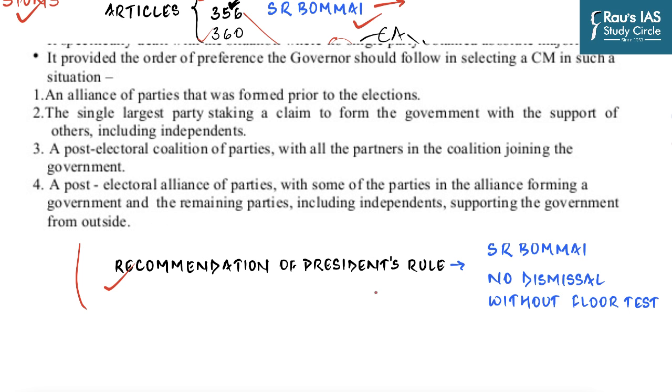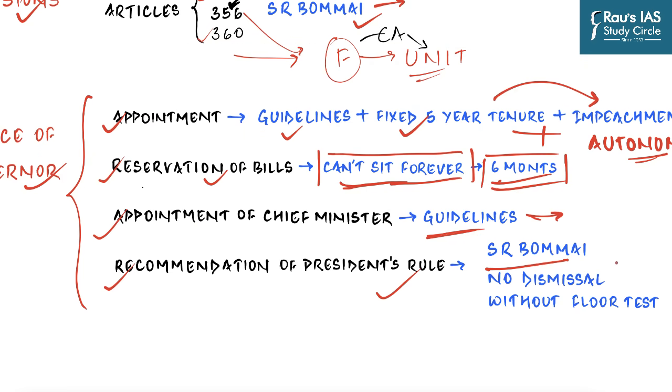And as far as the recommendation of President's rule is concerned, again, the SR Bommai judgment's guidelines have to be followed. The only condition is that the governor cannot and should not dismiss any state government and a council of ministers without the floor test. Now, it is important to know that before the SR Bommai judgment in 1994, the governors used to dismiss the council of ministers just by writing that this government does not command the majority on the floor of the legislature. And now the SR Bommai judgment has made it mandatory to conduct the floor test, and only if the Council of Ministers is not able to prove their majority in the house of the legislature, only then can they be dismissed.